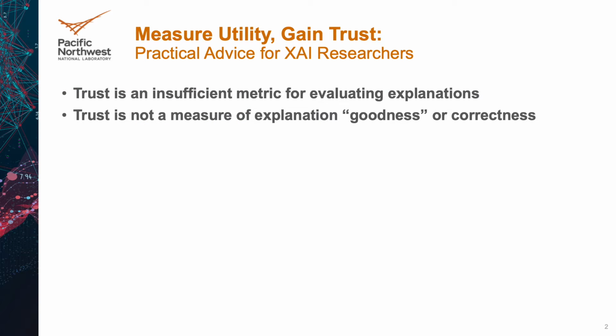Many researchers may have assumed the purpose of a machine learning explanation is to enhance, increase, or calibrate users' trust in the model. Instead, we argue that trust is an insufficient metric for evaluating explanations or models. We recommend that researchers objectively measure the utility of the explanation instead of subjectively measuring trust.